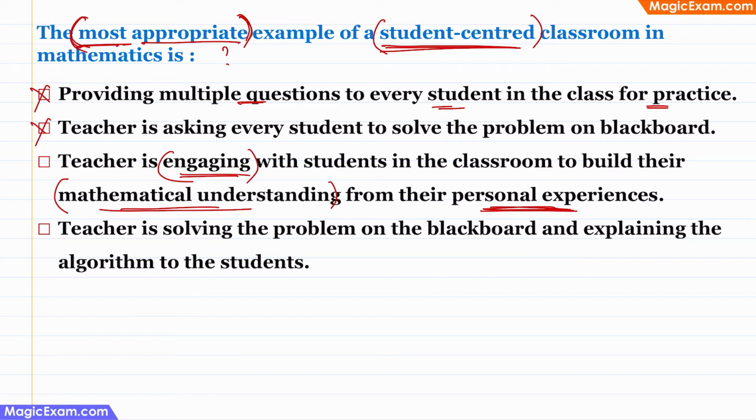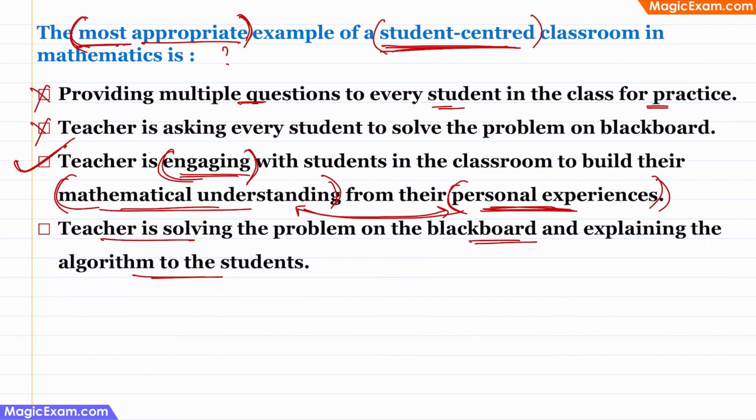So I'm trying to see what kind of experiences children have in their real life, in their personal life, and using that I will connect it to the theory that is being taught in the classroom, so that the theory that they are studying can be used in real life. So I'm engaging the students, I'm understanding their personal experiences and connecting the mathematical teaching or the theory with their personal experiences. So this is the best example of a student-centered classroom where the student is being given the utmost importance. The next one, teacher is solving the problem on the blackboard and explaining the algorithm to the students.